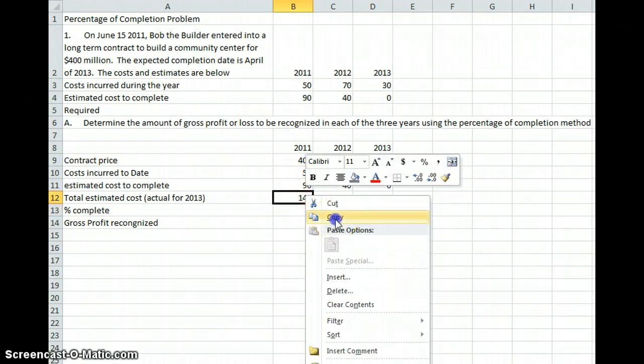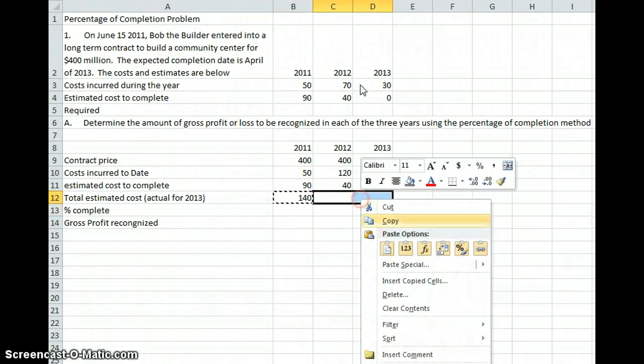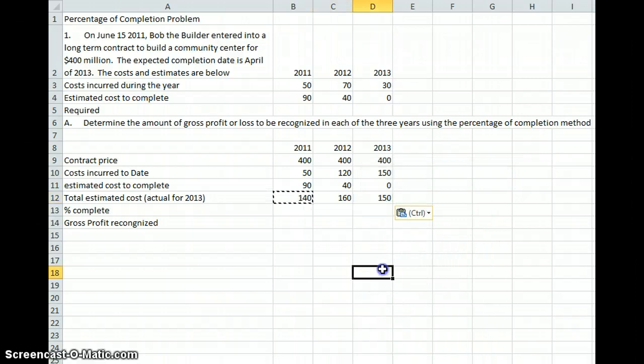I can copy that formula over because we're going to do the same thing in 2011 and 2012. We're going to take our costs incurred plus what we think is going to cost us to finish, and down here for our total estimated costs. You can see here in 2013 that we had an actual cost of $150 million. That is how much it cost us to complete the project.